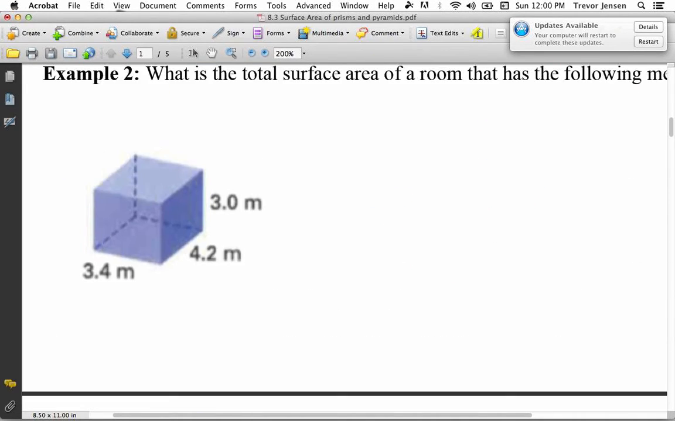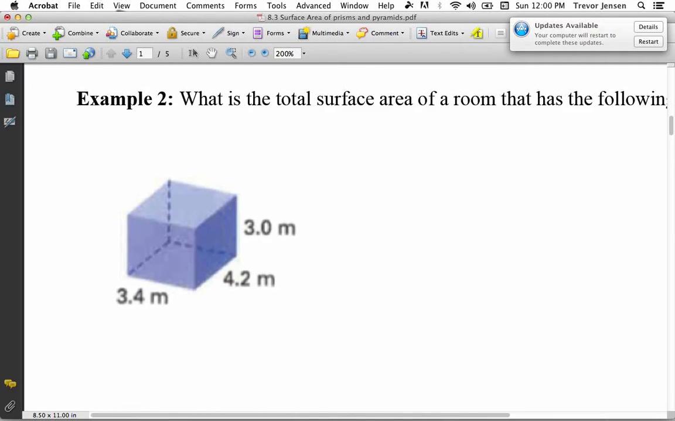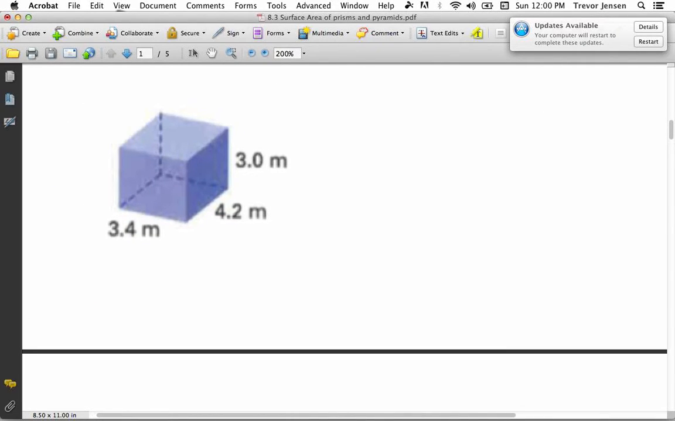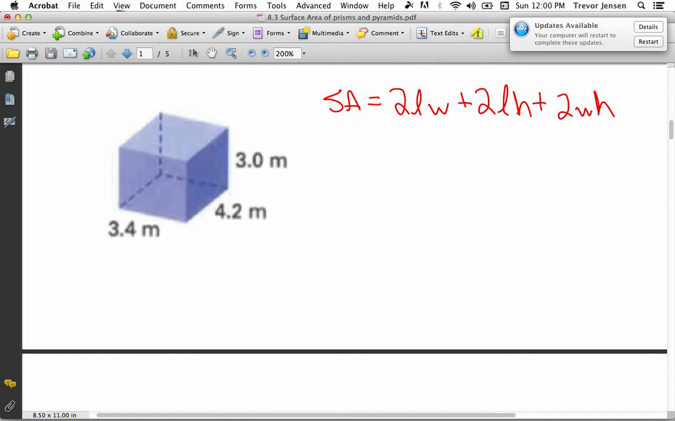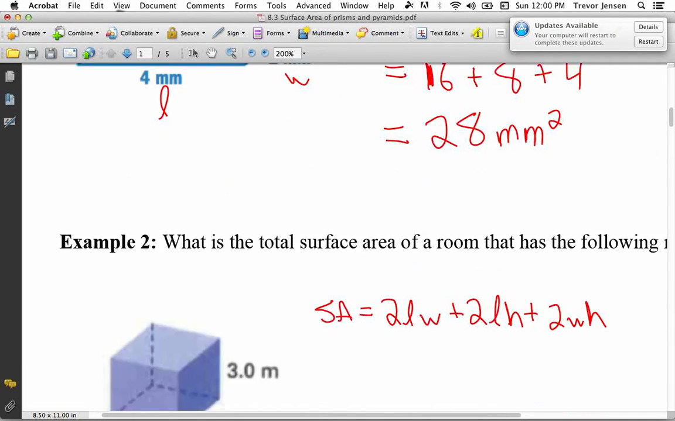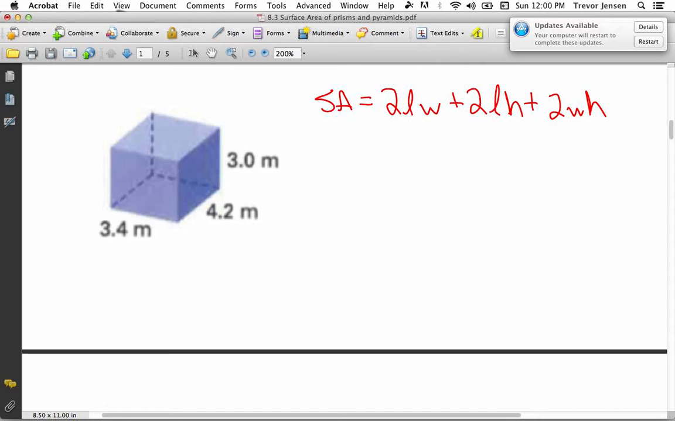Let's do another example. What is the total surface area of a room that has the following measurements? Well, what I have here is another rectangular prism. I know surface area of a rectangular prism is 2 times L times W plus 2 times L times H plus 2 times W times H. Okay, so all I have to do now is label my dimensions with L, W, and H. Doesn't matter which one gets which, just as long as each of them gets one of them. Now plug in what we have.